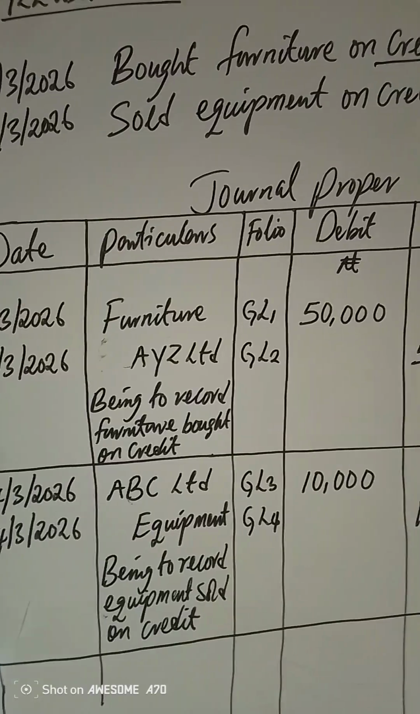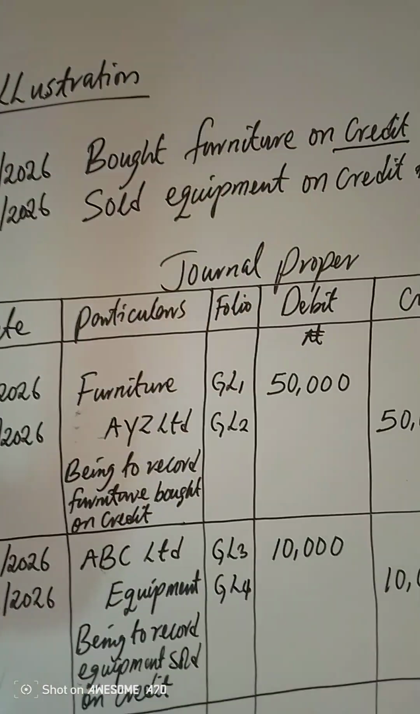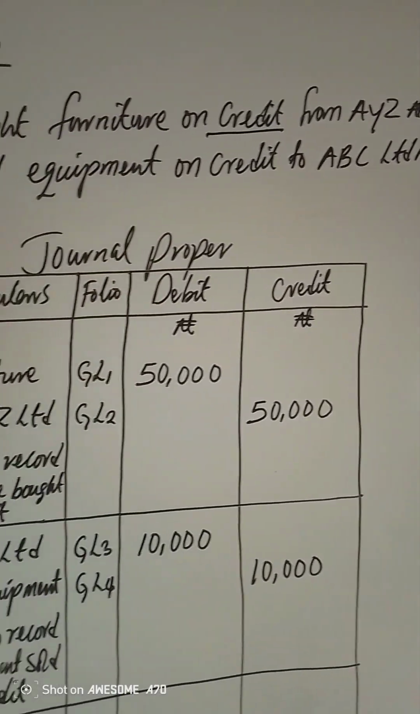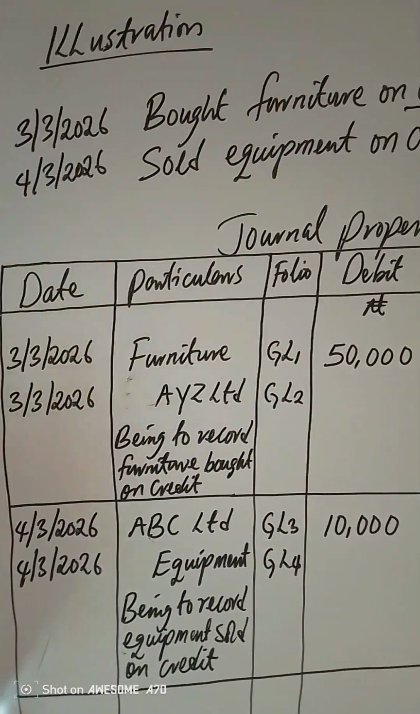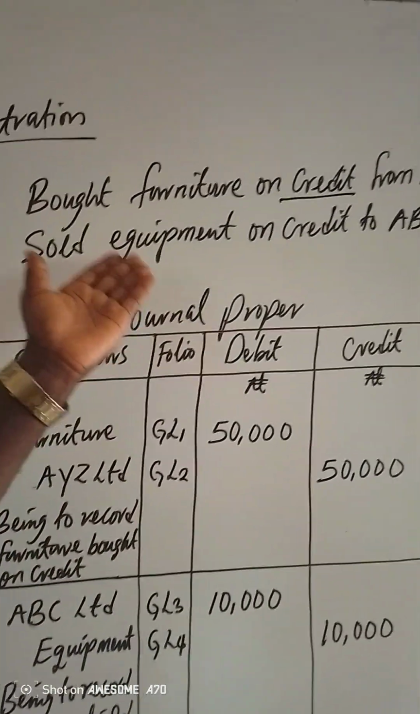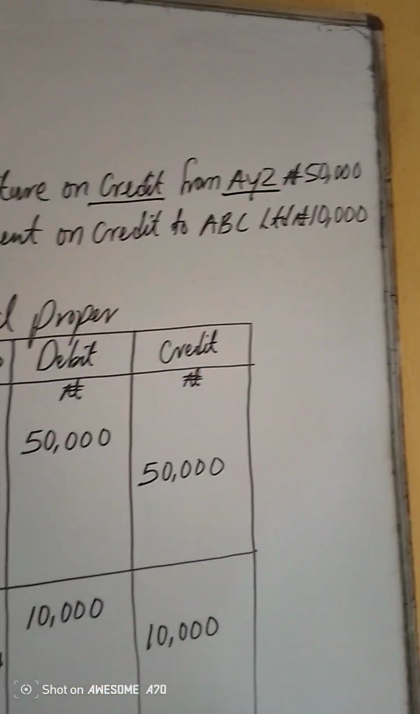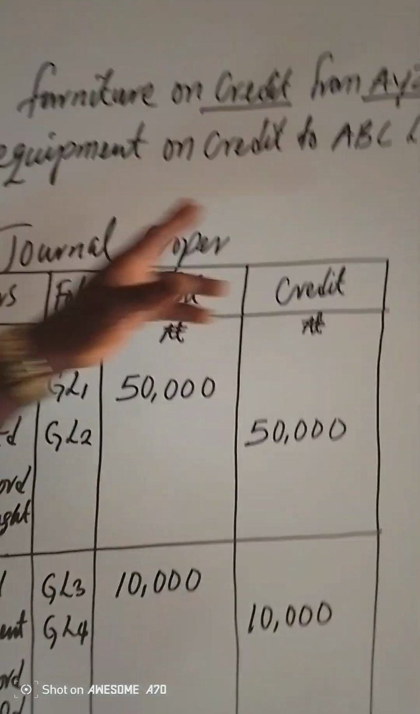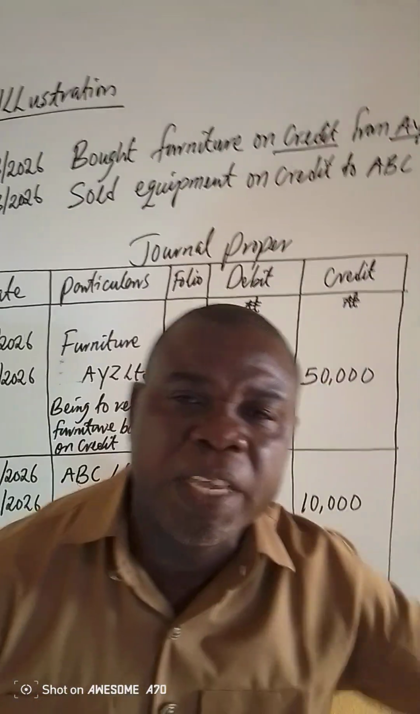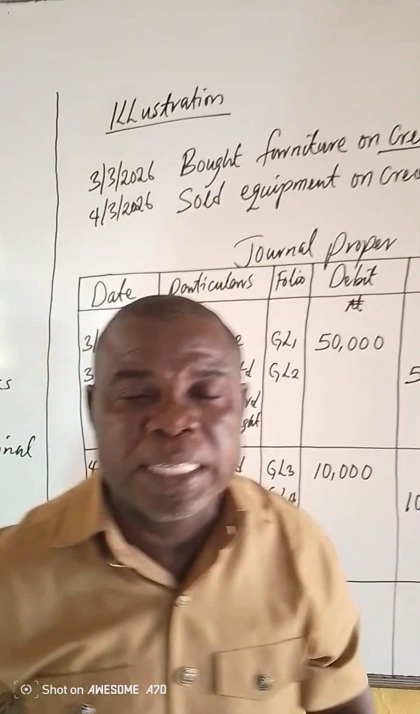So let's start. Here too, because the journal proper has debit and credit, the rule of double entry is still very important. Here too, you must identify the receiver and the giver in the transaction, so that the receiver will be debited and the giver will be credited. In this transaction, the business is buying furniture on credit from AYZ Limited. So now AYZ becomes the giver. The giver is the account that gives in the transaction.